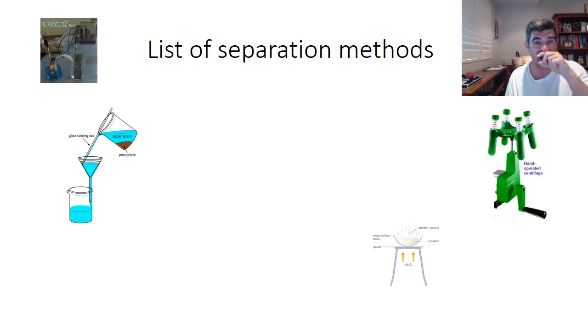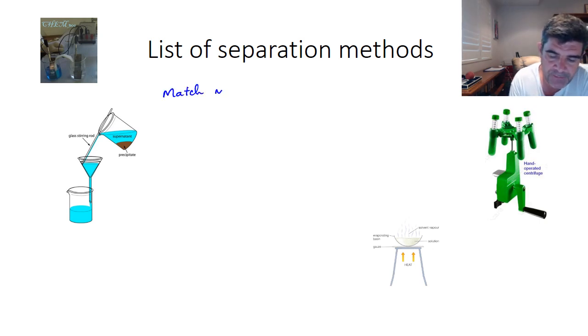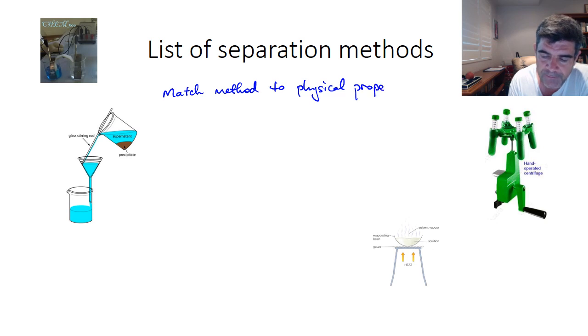In this video, we're going to start looking at some of the important separation methods that you will need to know. In the previous video, we looked at the fact that there are different types of mixtures, which might include emulsions, colloids, solutions, and suspensions. Now, the important thing is that you match the separation method to the physical properties that are relevant. So if we have a look at a couple of these examples that I've identified for you here.